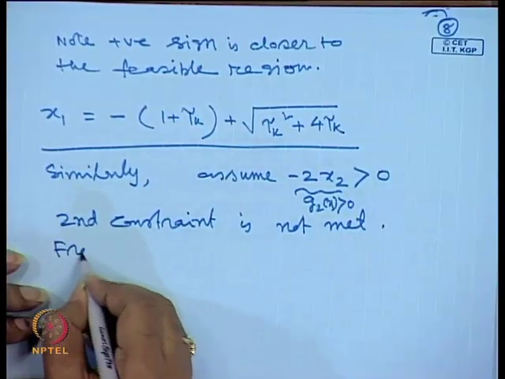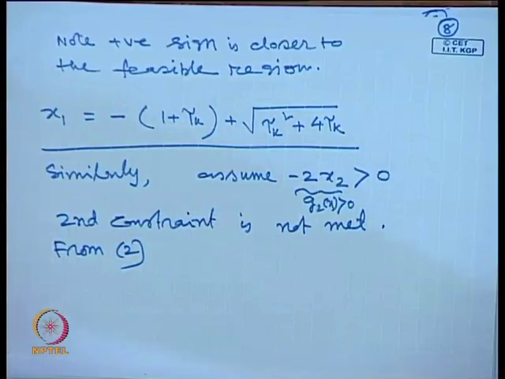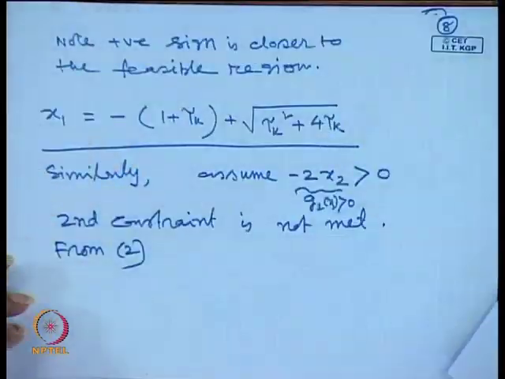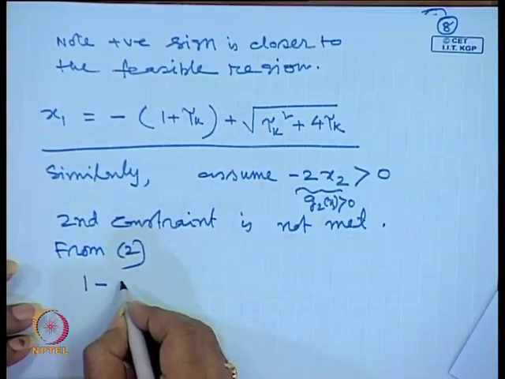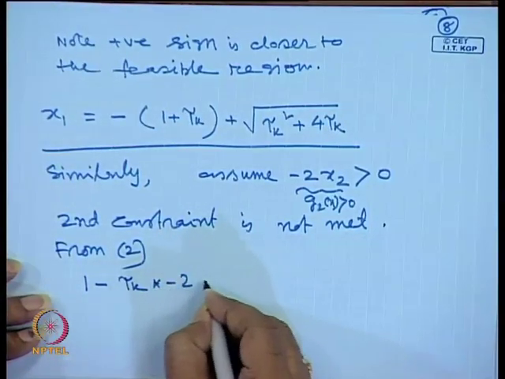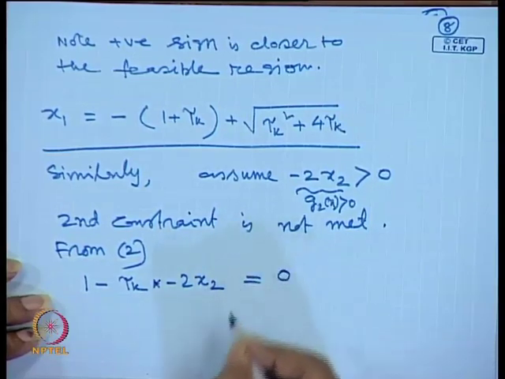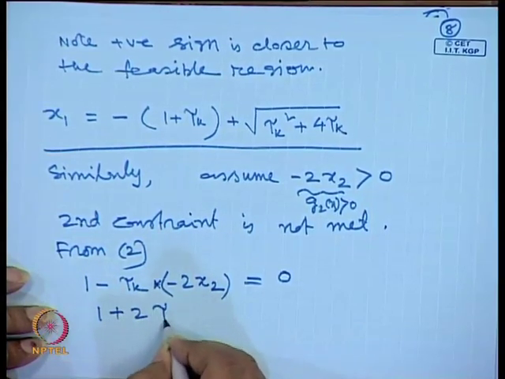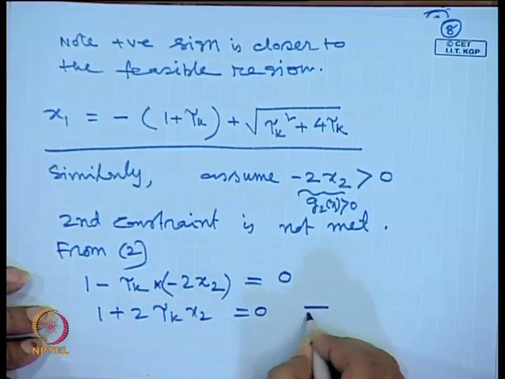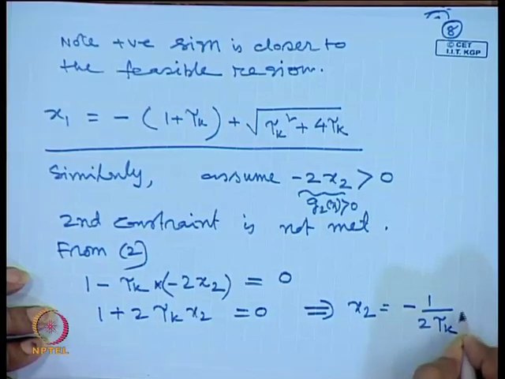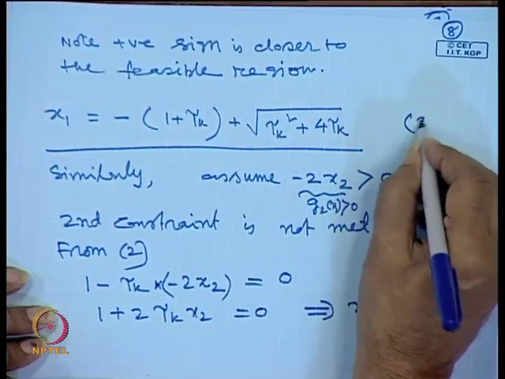So, from equation 2, the necessary condition from equation 2, we can write 1 minus tau k, because this quantity is positive, so I will write minus 2 k into minus 2 x 2 is equal to 0. Agree? So, that will be 1 plus 2 tau k x 2 is equal to 0. So, x 2 is equal to minus 1 divided by tau k. So, let us call this equation number 4, and this is equation number 2.